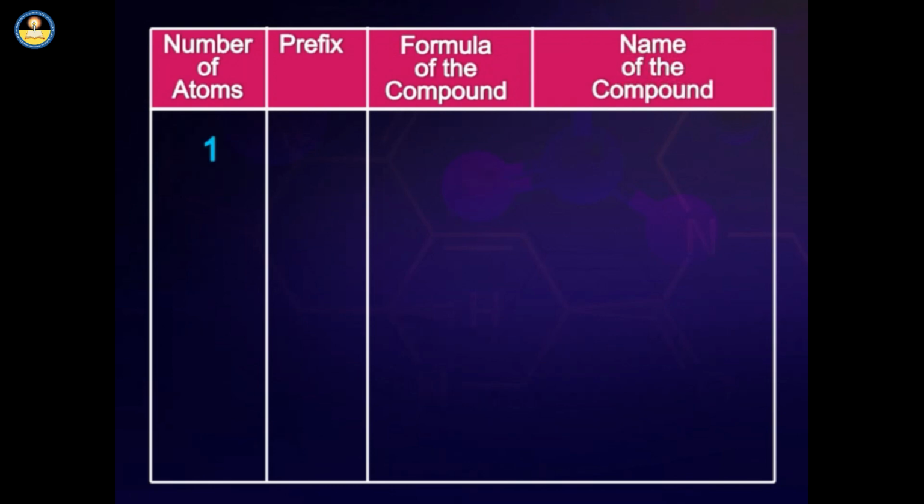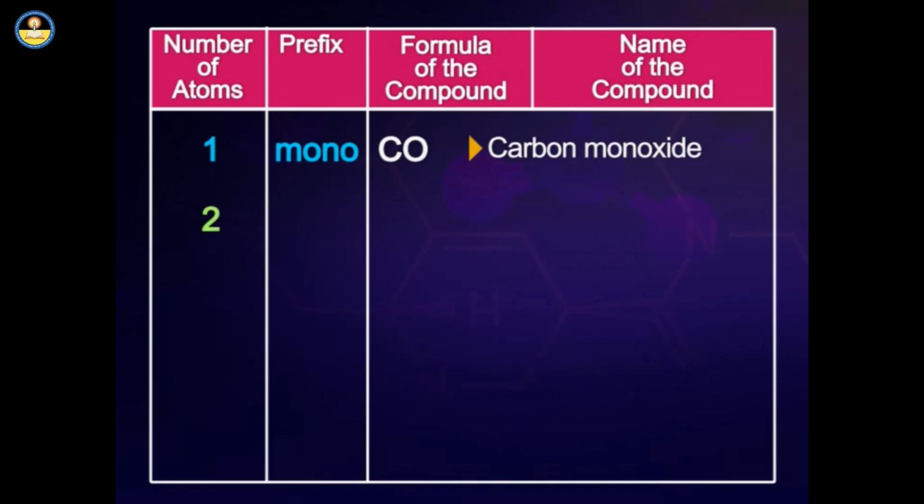When number of atoms is 1, the prefix is mono. Formula of the compound is CO, and name of the compound is carbon monoxide. When the number of atoms is 2, the prefix added is di. Formula of the compound is CO2, and name of the compound is carbon dioxide.